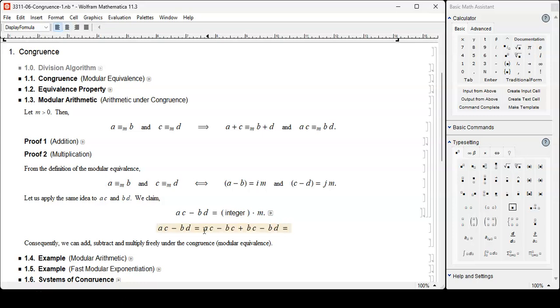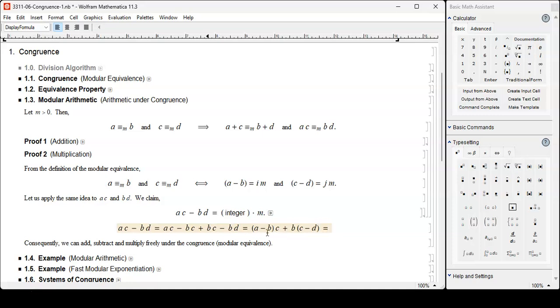But then again, if I do it this way, the first two terms have C in common, so factoring it out, we have this. And then the second two terms have B in common, so factoring B out, I get this. Does it help? Oh, yes, it does.